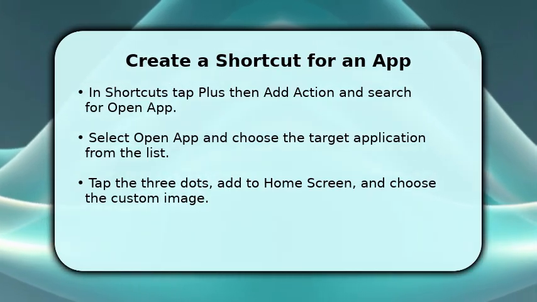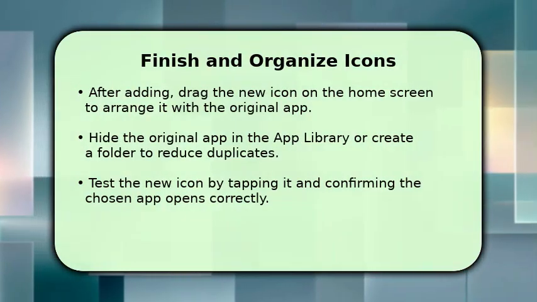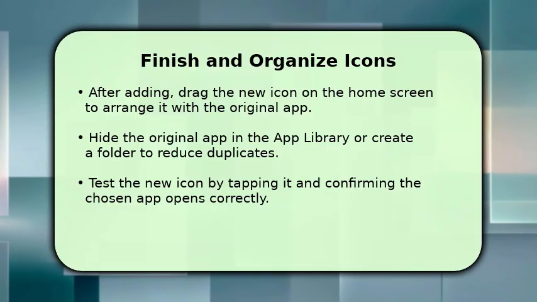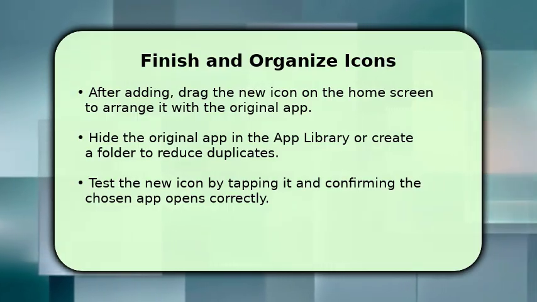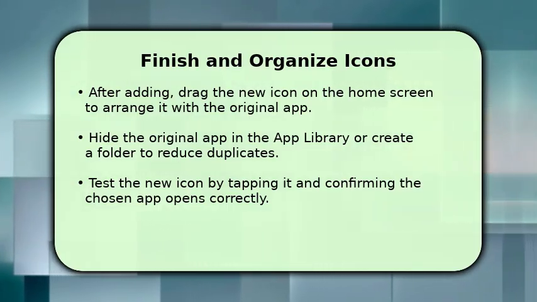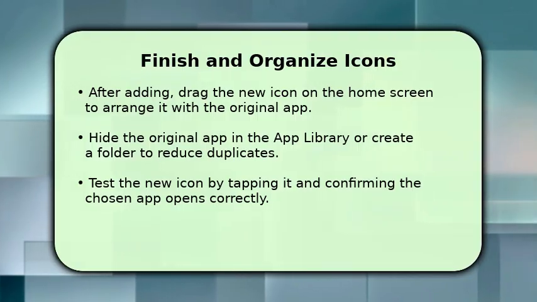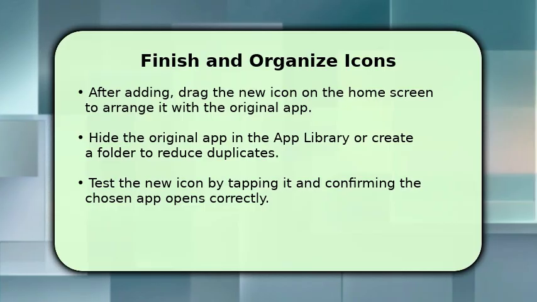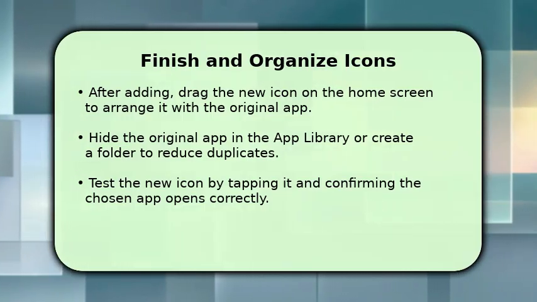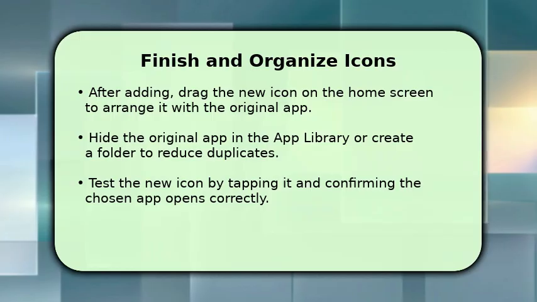Once the shortcut icon appears on your home screen, long press and drag it to the desired spot. If you want to avoid duplicates, move the original app to the app library or hide it in a folder. Test the new icon by tapping it and confirming the chosen app opens correctly through the shortcut.